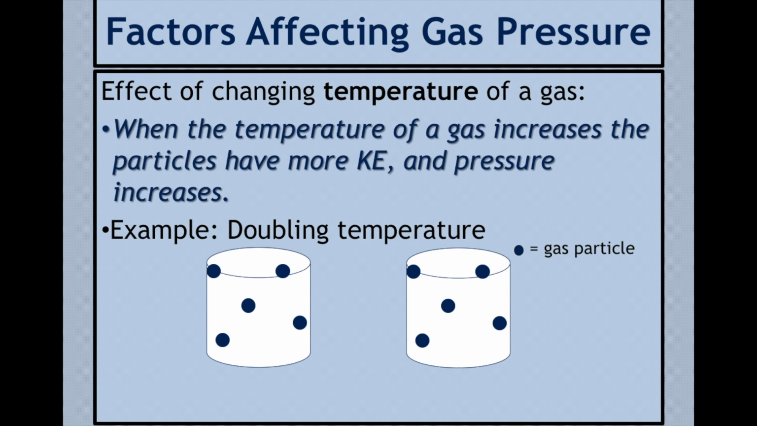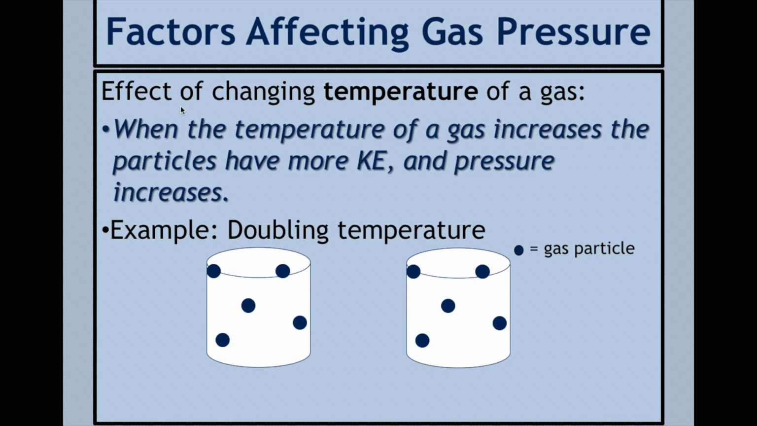Another factor affecting gas pressure. We first talked about doubling the gas, which will double the pressure. That was direct. Then we talked about halving the volume, and the pressure would double. That's indirect. Another example of that was the Coke can, where you increased the volume and the pressure decreased. Another indirect relationship.